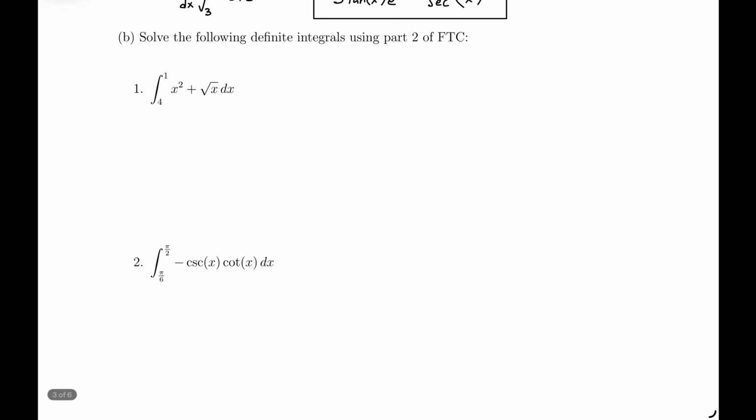Now we're asked to use part 2 of the fundamental theorem of calculus to solve some definite integrals. So similar to here, we have a greater number on the bottom of the integral bound and a lesser number on top. So I want to switch that around. I'm going to rewrite this as integral from 1 to 4 of x squared plus x to the 1/2, because that's the same as square root of x. This is a little easier for the power rule.